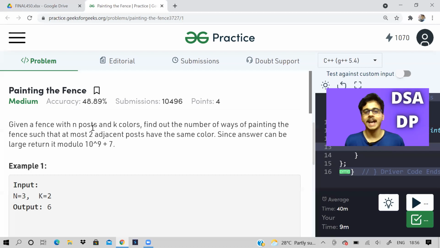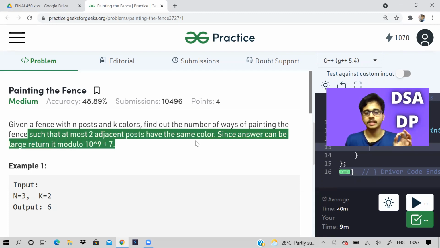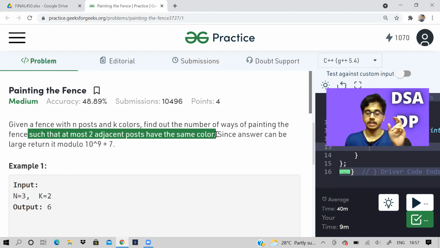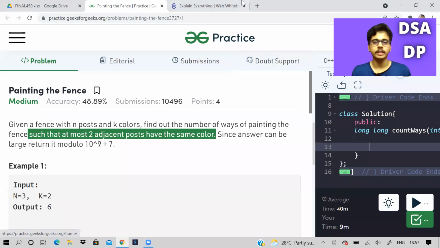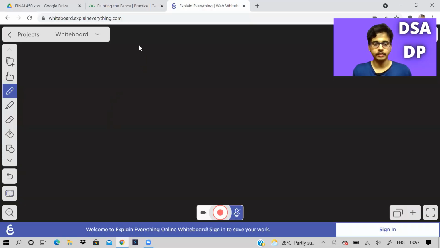Given a fence which has n posts and k colors, find out the number of ways of painting the fence such that at most two adjacent posts have the same color. So let us write the data. What are we given? We are given n posts and k colors. You can think of the fence like this.